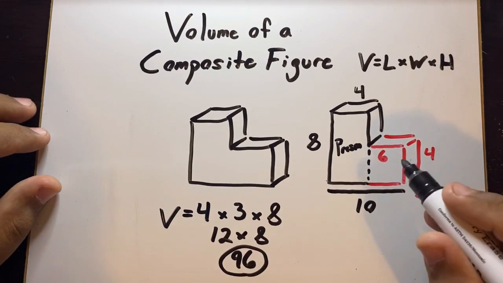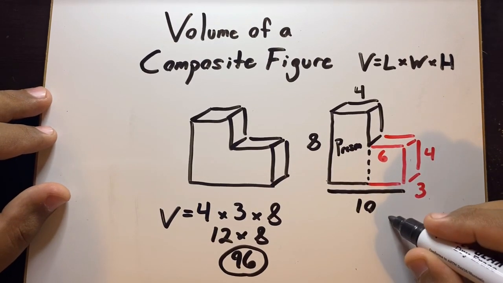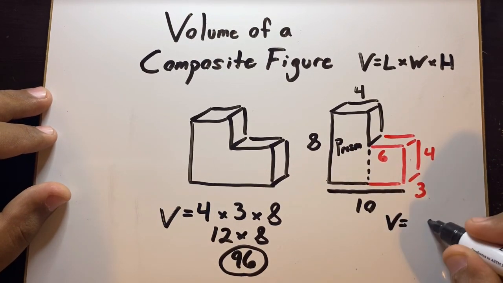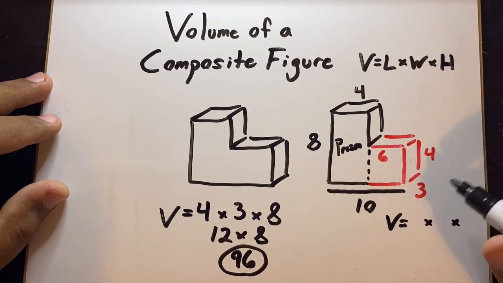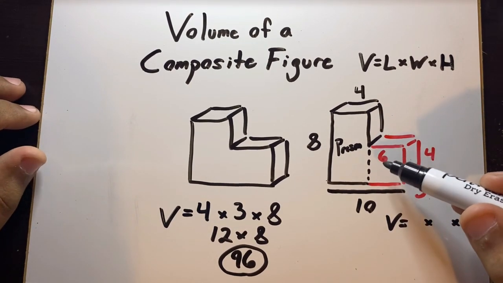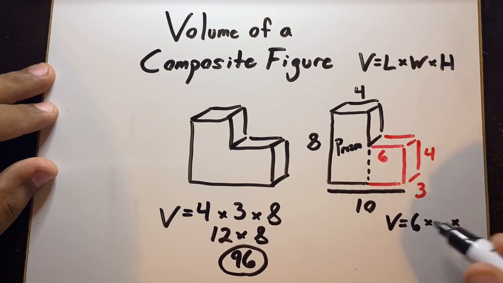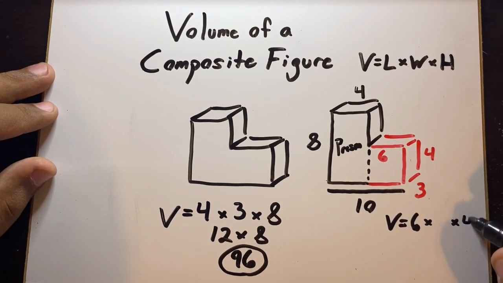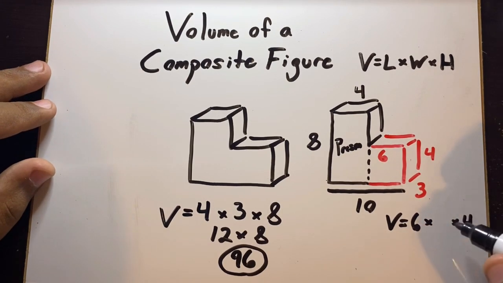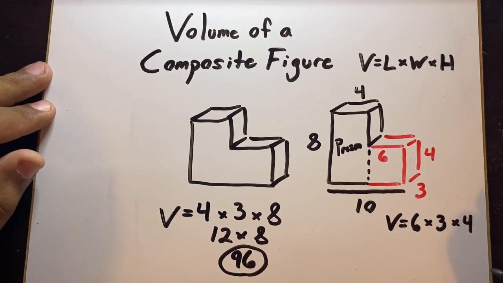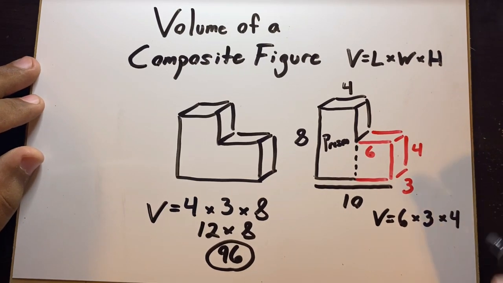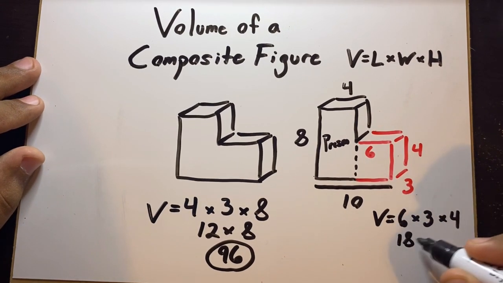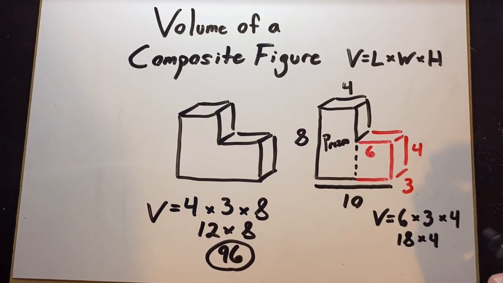Now we have to find the volume of our cube. So we know that the length of the cube is 6. And the height of the cube is this 4. And the width of the cube is 3. So now we're going to do 6 times 3, which is 18. And then 18 times 4 is 72.